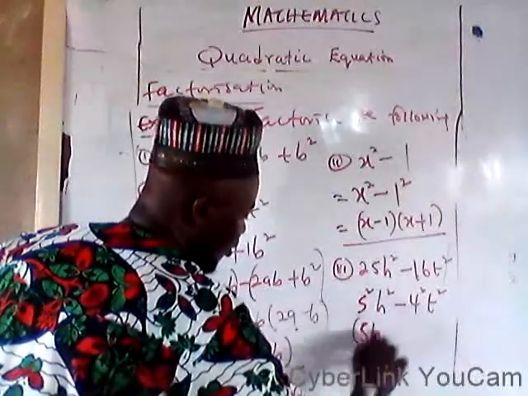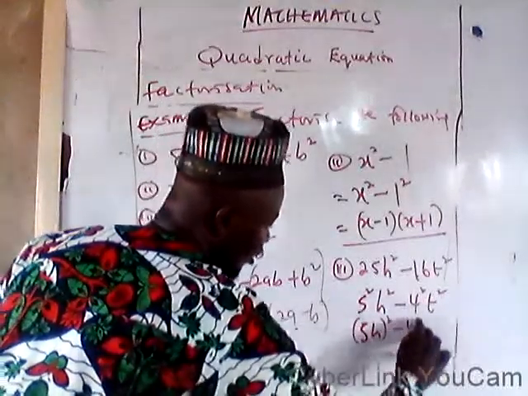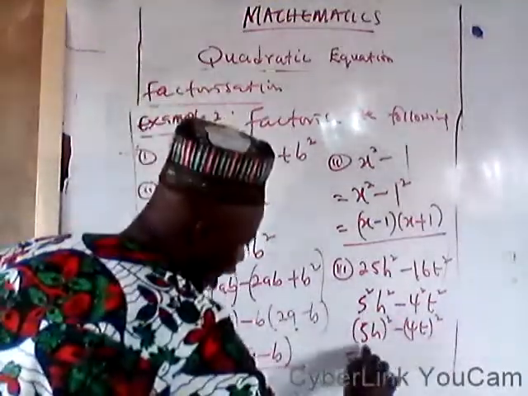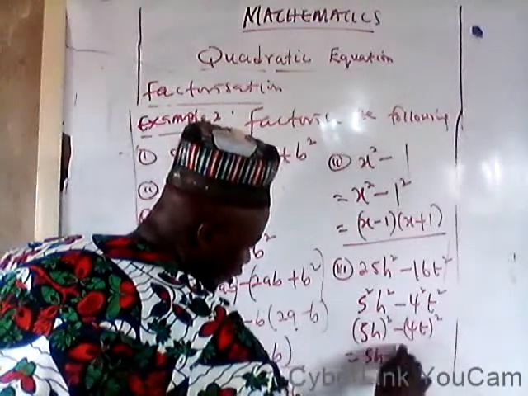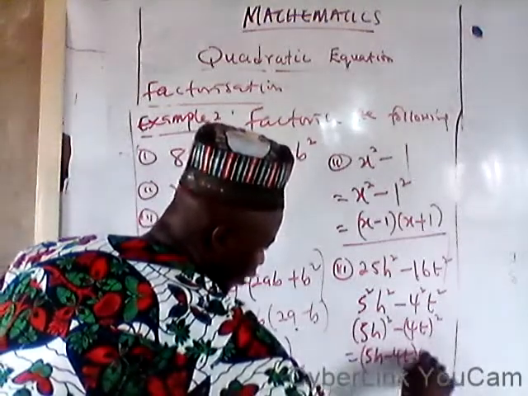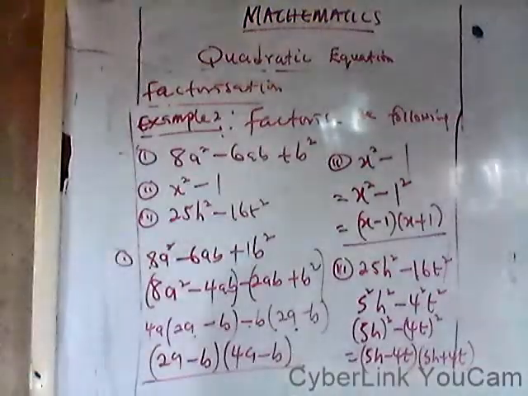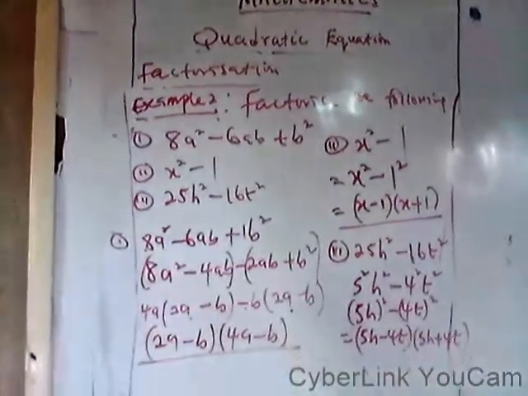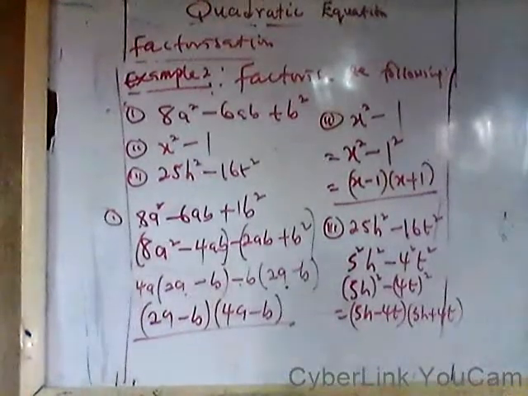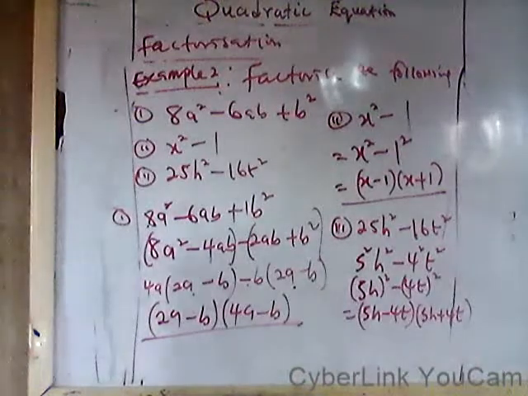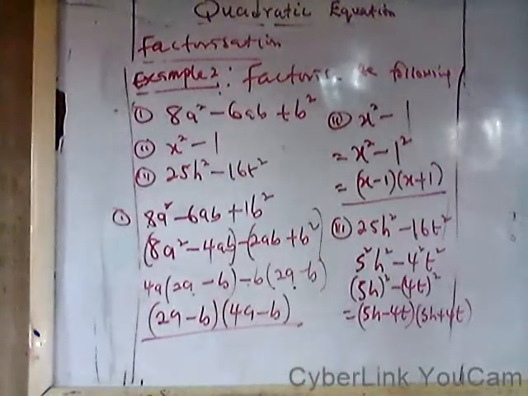Meaning that you have 5h squared minus 4t squared. So this one becomes 5h minus 4t and 5h plus 4t. That's just it. So this is how you would factorize. Any question you are given under it, just follow each of these processes. You are going to arrive at the correct answer.